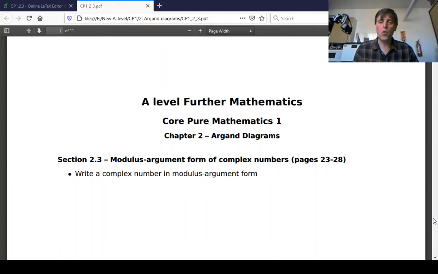We're looking at the Core Pure Maths Book 1 content here. We're looking at Chapter 2, Section 2.3, which is to do with the modulus argument form of complex numbers, and we're going to be looking at what that is and why that's a useful thing for us to know about.